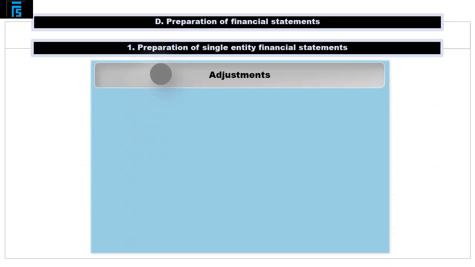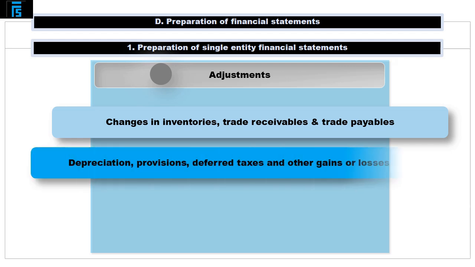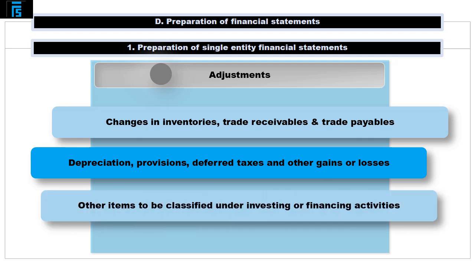This is typically achieved by adjusting reported profit or loss for the effect of changes in inventories, as well as trade receivables and payables during the period, non-cash items such as depreciation, provisions, deferred taxes, unrealized foreign currency gains and losses, and undistributed profits of associates, as well as all other items for which the cash effects are classified under investing or financing cash flows.